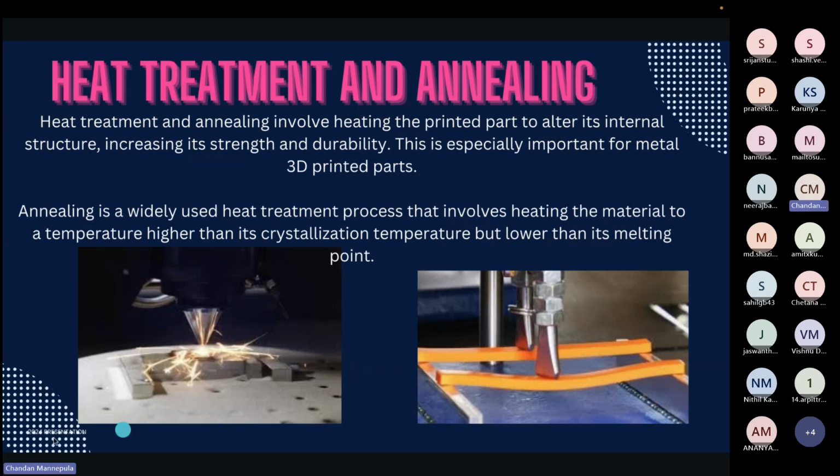Yes. So annealing is a widely used heat treatment process that involves heating the material to a temperature higher than its crystallization temperature but lower than its melting point, so that we can get the desired internal structure of the given material. Okay.